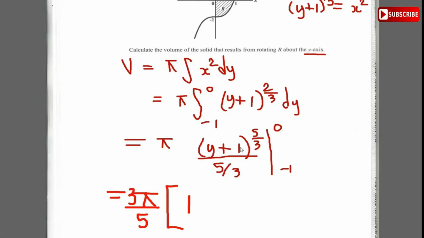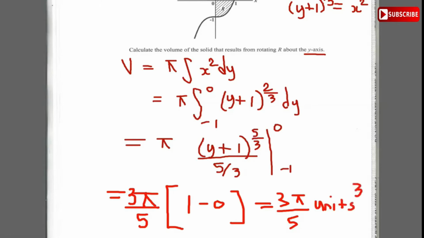-1 plus 0. -1 plus 1 is 0. 0 to the 5/3 is 0. So I get 3 pi by 5 is the volume. And we just have to remember that volume is units cube. Nice. That's volume.